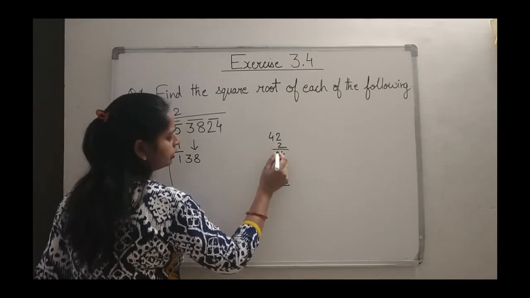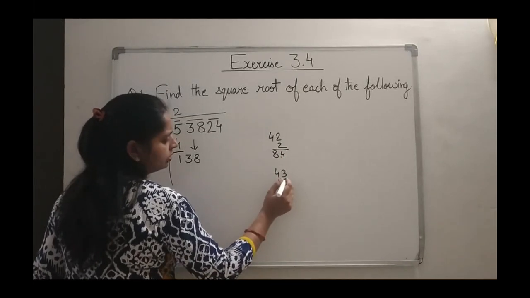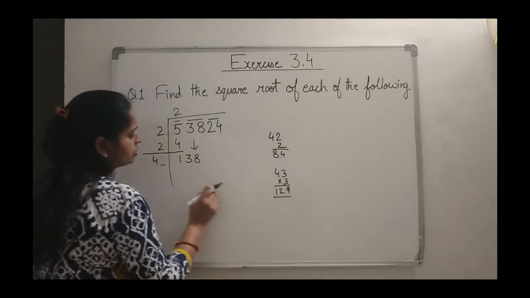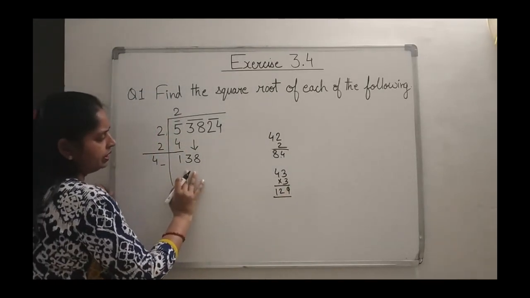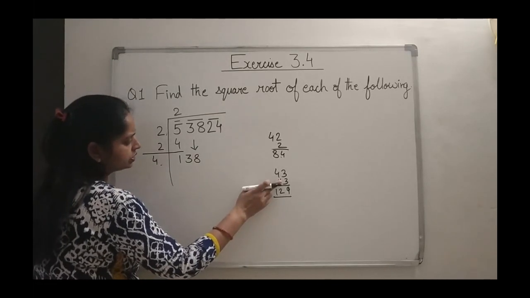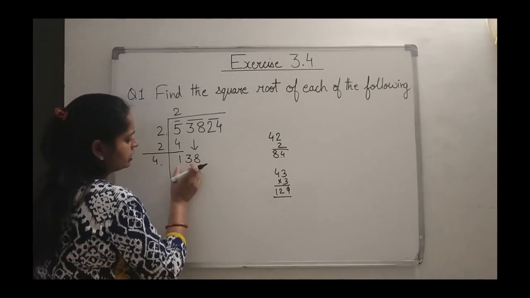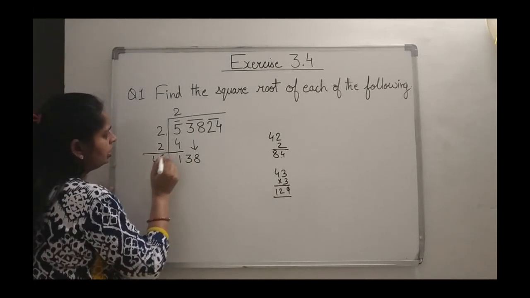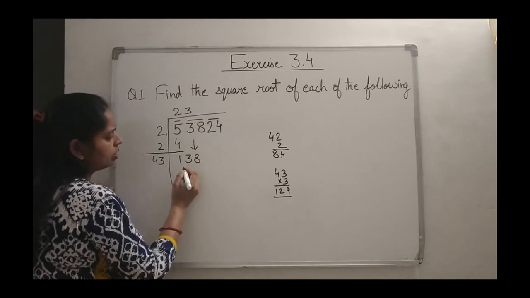2 twos are 4. 4 twos are 8. 3 threes are 9. 4 threes are 12. So this is nearby 138. So 2 will go, because if we go for 4s, then 4 4s are 16 will come, which will be greater than this number. So we will go for 43. 3 3s are is how much?